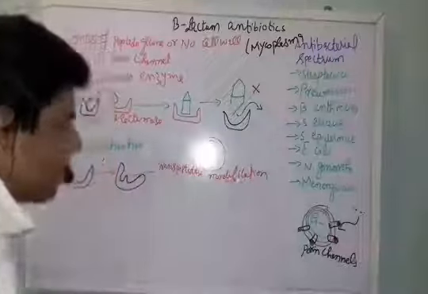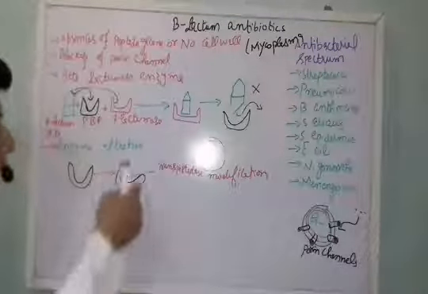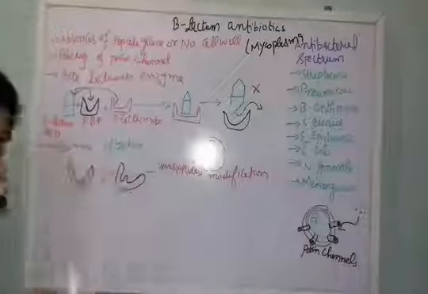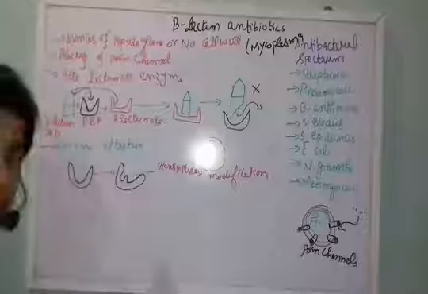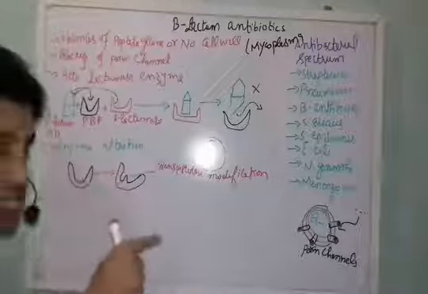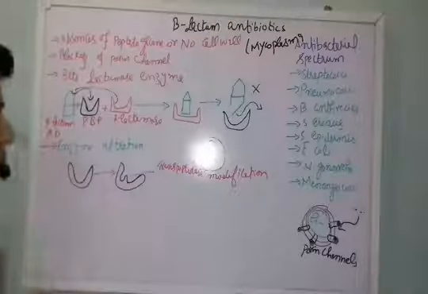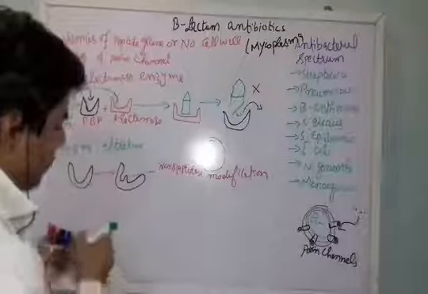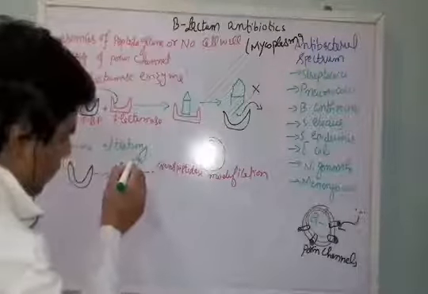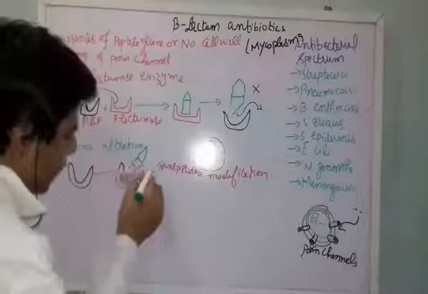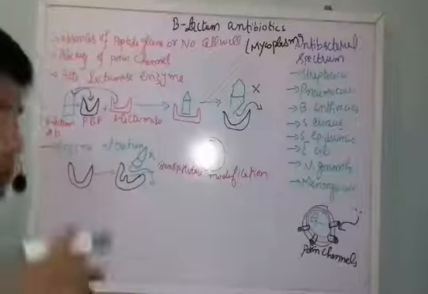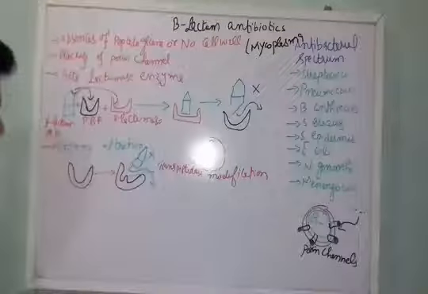Now whenever the transpeptidase is modified, what happens? Due to this modification, the beta-lactam antibiotic will not bind, will not fit here. They will lose their affinity, they will lose their binding ability. Due to these changes, the antibiotic will not fit here. So the antibiotic, if I draw here, this antibiotic will fail to bind here. Fine. So this is another resistance which is activated against these drugs.